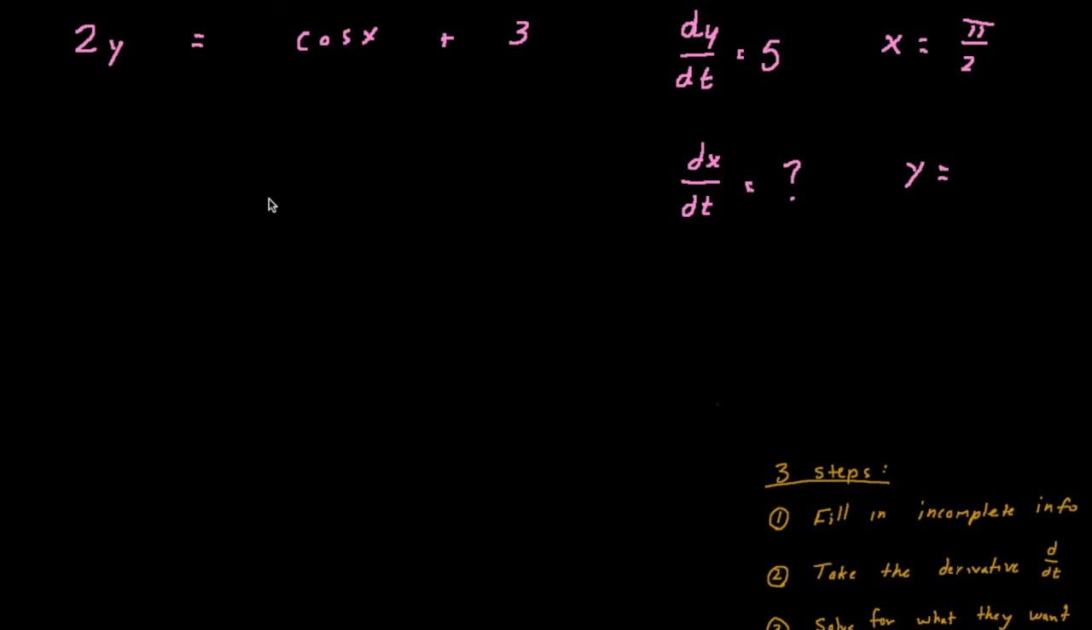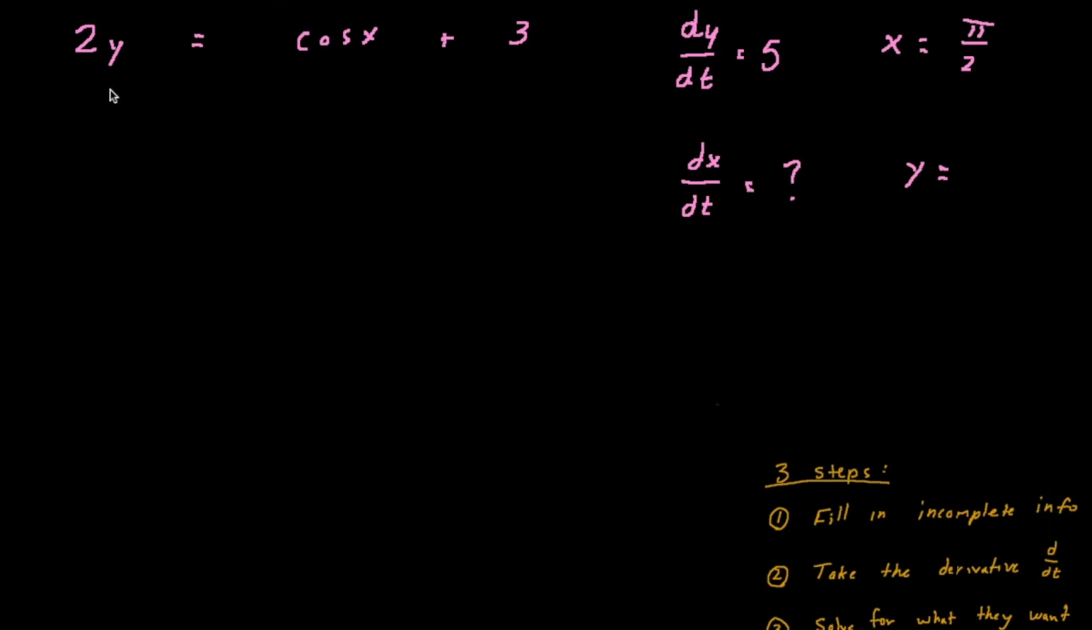Let's take a look at one more example. 2y equals cosine x plus 3. And in this particular problem, they tell us dy over dt equals 5. X is equal to pi over 2. Dx over dt is, we don't know, that's what they're asking us to find. And then y, we don't know what it is. So that'll be our first step, is to fill in the incomplete info. So we need to figure out what y is equal to.